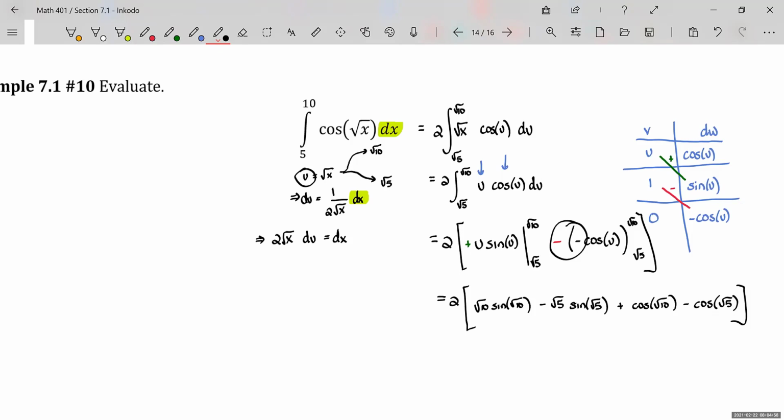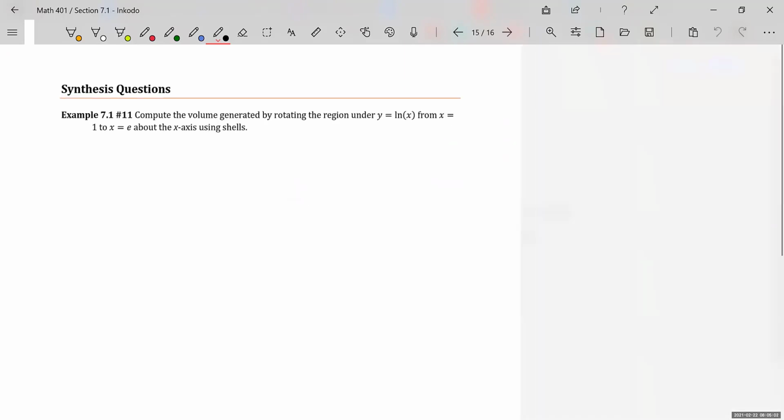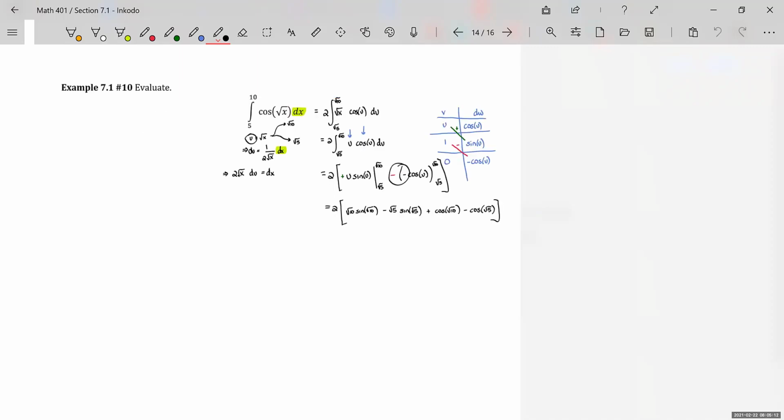Now I'm going to step a little bit forward here into synthesis questions, which is kind of like grabbing things from the past and including it in what we're doing now. Do we need a plus C? That's a great question. Do we need a plus C?